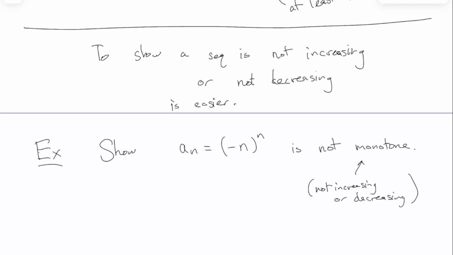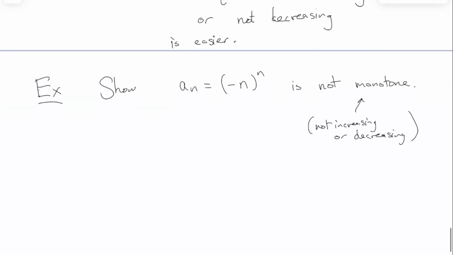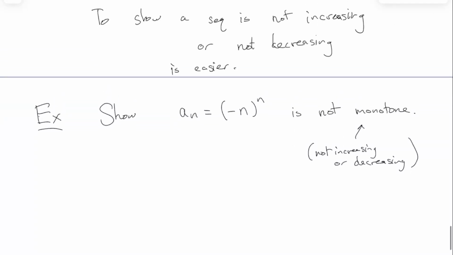And for this, actually, all you need to do in this case is plug in specific values. If it's increasing, it means it gets bigger every time. To show that it's not increasing, all you have to demonstrate is that at least sometime it doesn't get bigger. So for this, I said this is easier. It's because all we need to do is write out the terms.